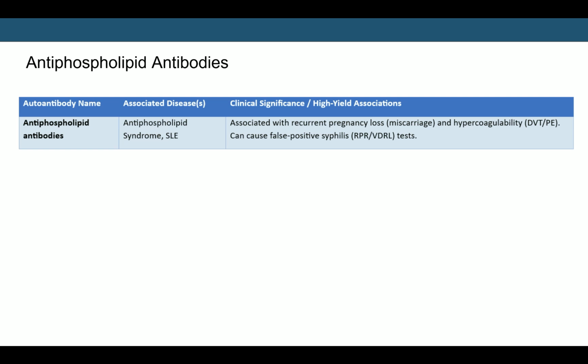For antiphospholipid antibodies, we have the antiphospholipid antibody. It's associated with antiphospholipid syndrome, and it's associated with recurrent pregnancy loss, miscarriage, and hypercoagulability. So you get DVTs, PEs, and miscarriage, and it can also cause a false positive syphilis test.